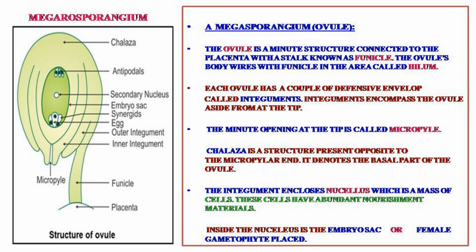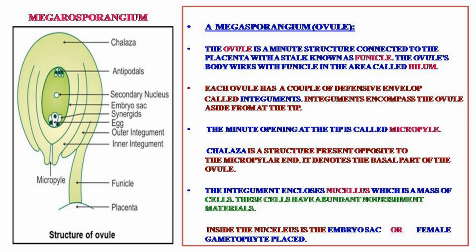And you can see the parenchymatous tissue inside the ovule is called the nucellus. This is enclosed by one or two outer coverings or protective envelopes called integuments. The basal part of the ovule from where the integuments originate is known as chalaza. There is a narrow pore in the integument called the micropyle.